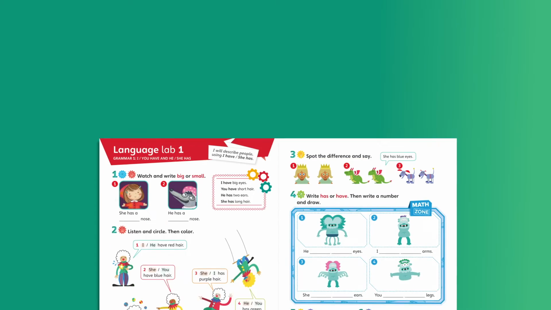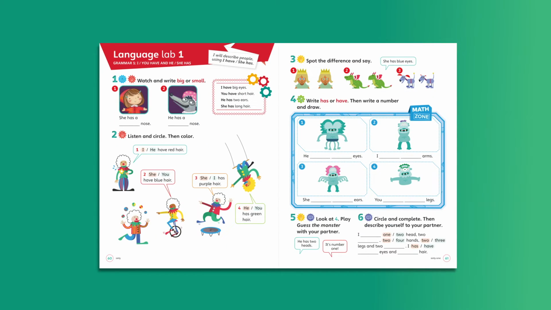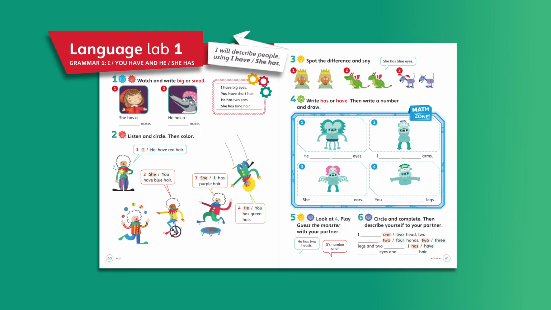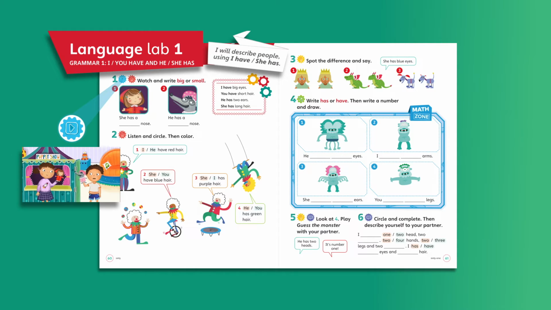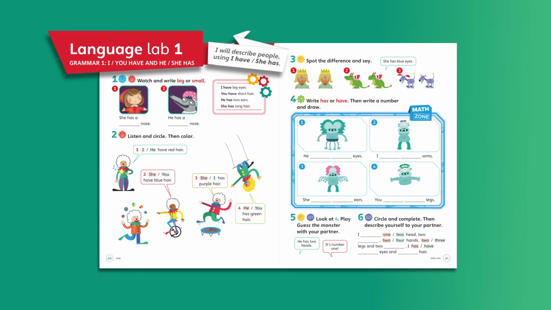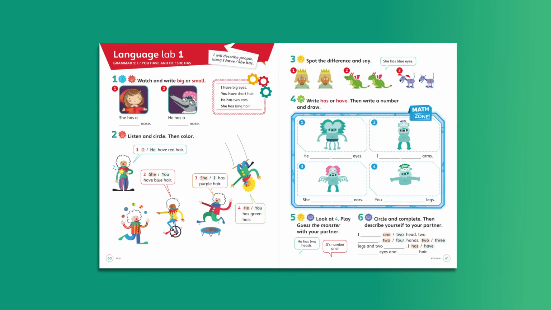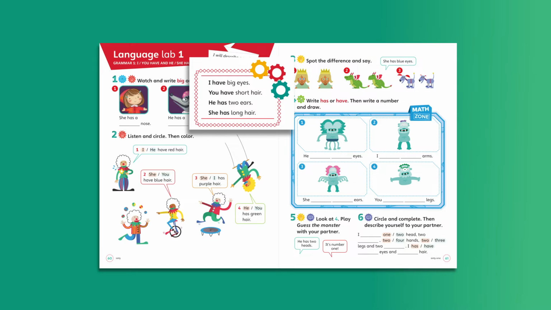In English Code, grammar is taught through an inductive approach. In the first grammar lesson, Language Lab 1, students practice the main grammar point thoroughly. They watch the grammar animation or video before they're guided through practice tasks. Examples are clearly presented in grammar boxes.